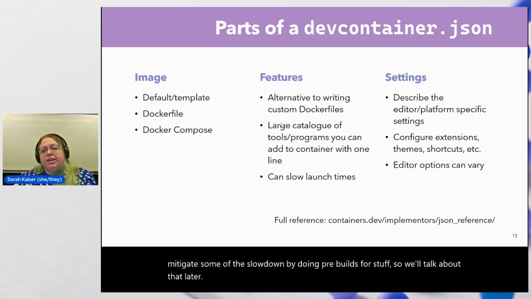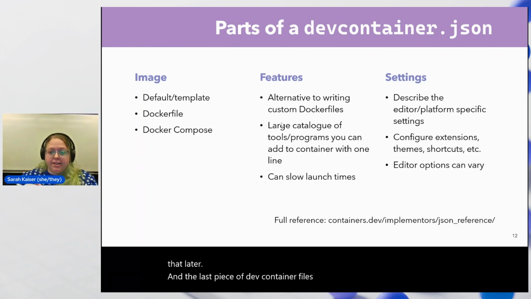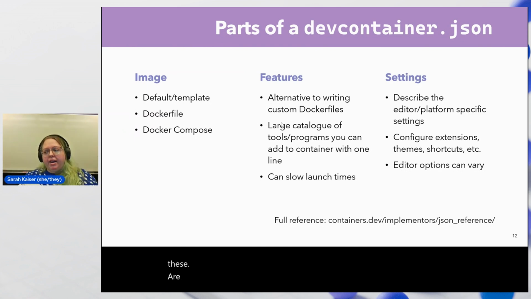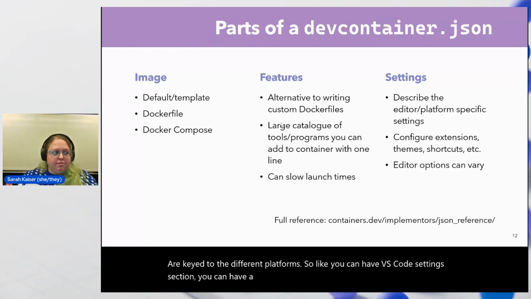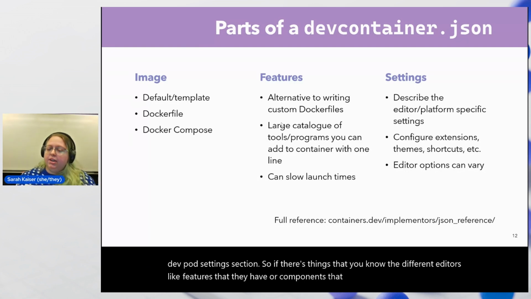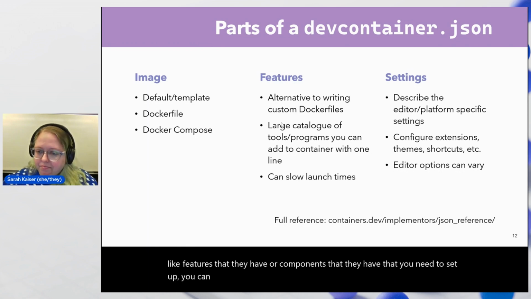And the last piece of dev container files is the settings component. These are keyed to the different platforms. You can have a VS Code settings section, a JetBrains or PyCharm settings section, a DevPod settings section. So if there are features or components in the different editors that you need to set up, you can configure it all that way.